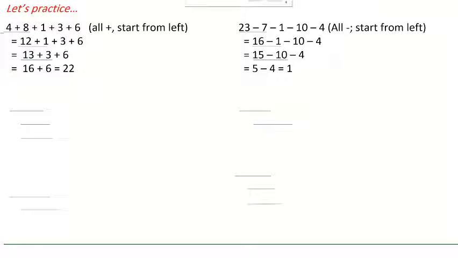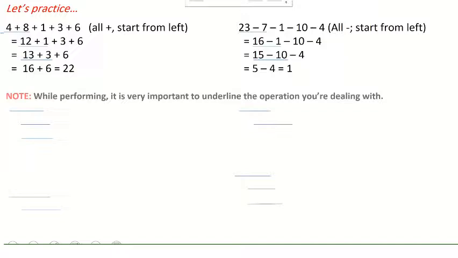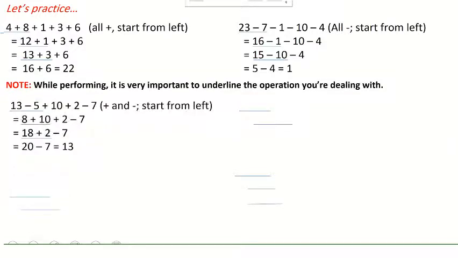I advise you to solve the subtraction one and check if your answer is correct. Now, what if I have addition and subtraction? But you know that addition and subtraction are of the same power. Same power means they do the same thing. So we start from left to right, as if all of them were addition or all of them subtraction. So here we have 13 minus 5 plus 10 plus 2 minus 7. I'm going to start with 13 minus 5 because I start from left to right. 13 minus 5 is 8. 8 plus 10 is 18. 18 plus 2 is 20. And then 20 minus 7 is 13.